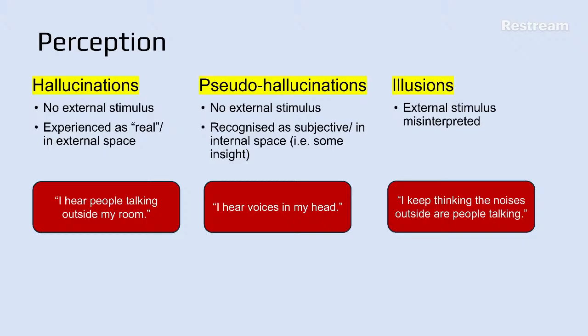So, hallucinations are basically perceptions which occur with no external stimuli. There's no external stimuli actually happening, but the patient is perceiving something. And to them, this is real and it's happening, and usually it's happening in external space. So for instance, the patient might hear somebody speak to them in the room with them, but there's nobody actually in the room, right?